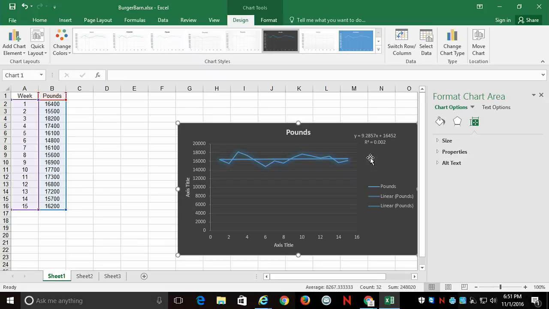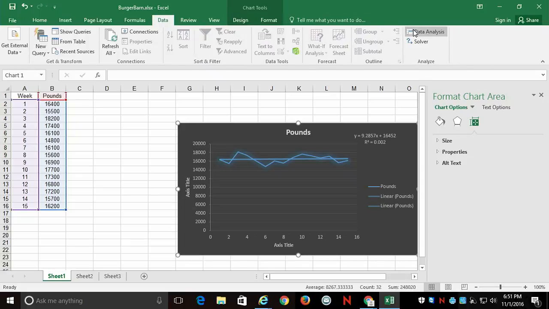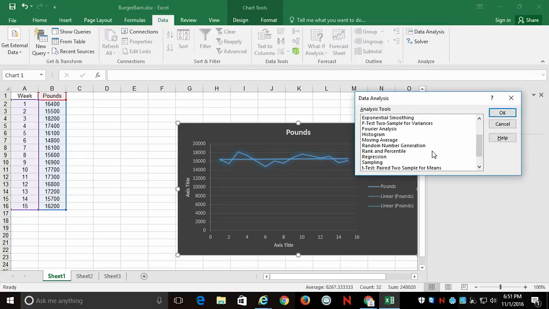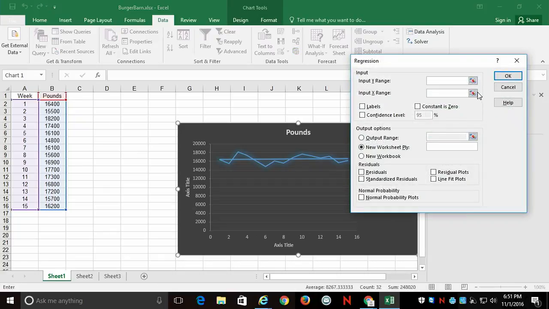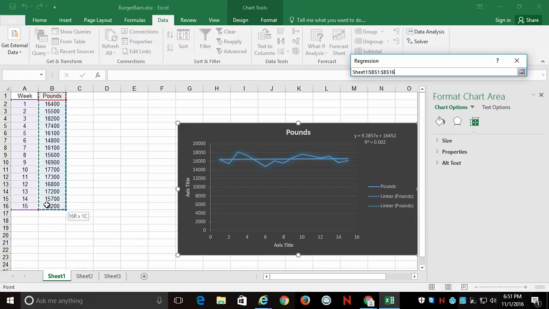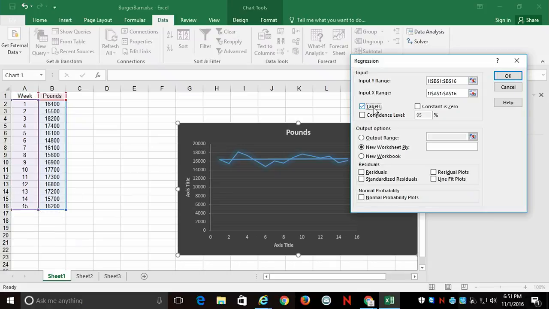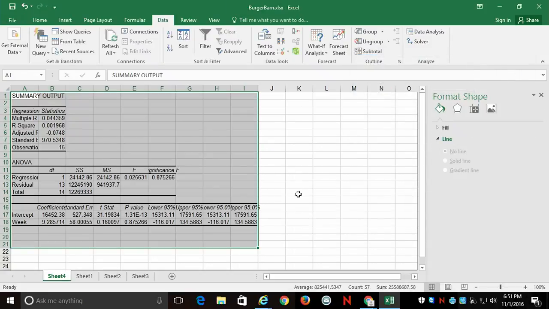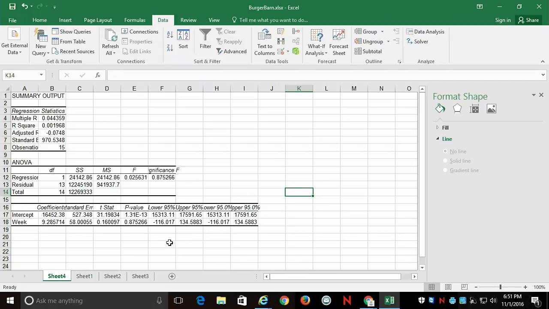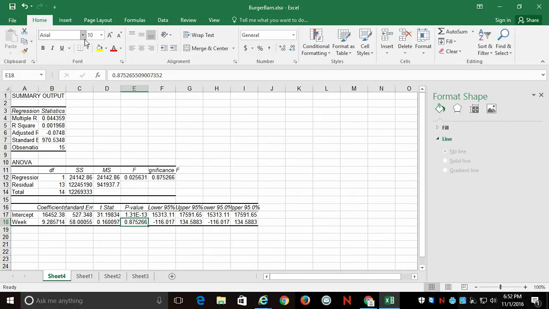If I also wanted to verify this statistically using regression analysis, I could do that. I could do data analysis, regression. My Y range would be B1 through B16. My X range is time, A1 through A16. There are labels in the first row. New worksheet ply. I'm not going to look at any other options. And it comes here, and the p-value is the one I want to look at.